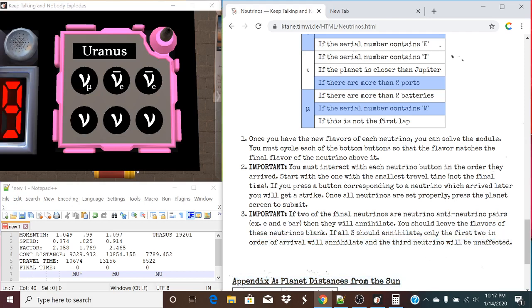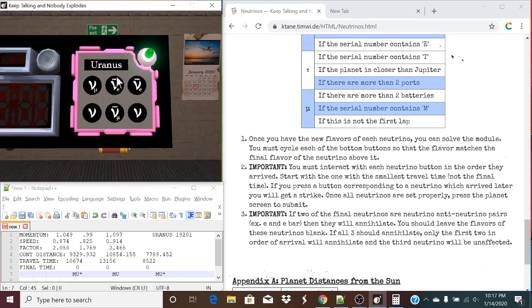So in this case, the 3rd position arrives before the second position. So in this case, these two will be eliminated. We do not touch them at all, and simply what we're going to do is submit the second value as an antineutrino mu. This is all set up, and we press the planet button, and that's our submit button. And just like that is a solved module.